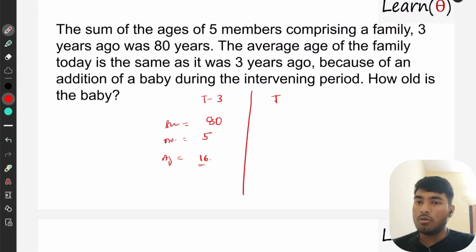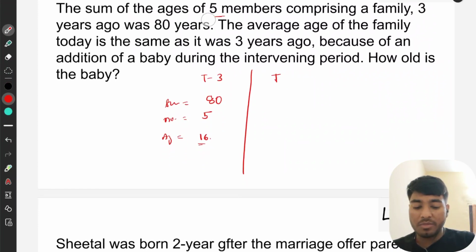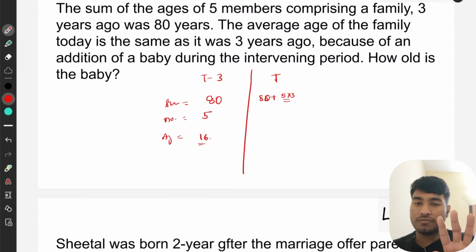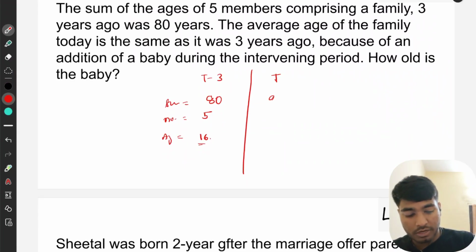Now it is 3 years after, so every person's age will be increased. The age of all the 5 members will increase by 3. So can I say that this is 80 plus 5 into 3? Why 5 into 3? Because there are 5 members and each one's age has increased by 3. So this is equal to 95.